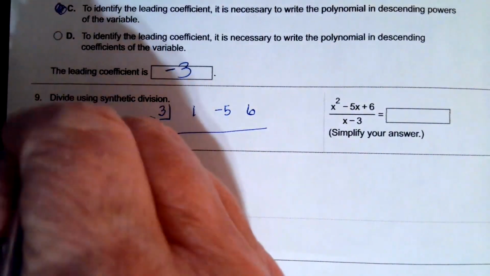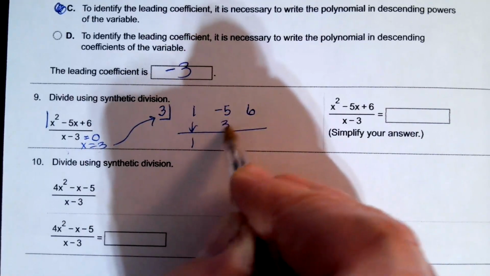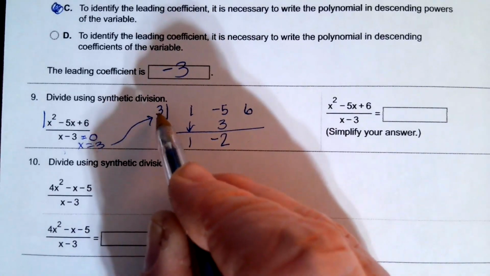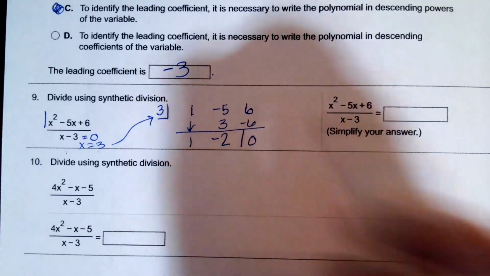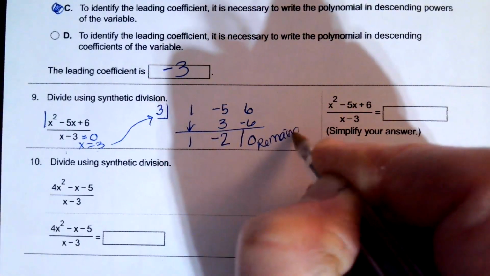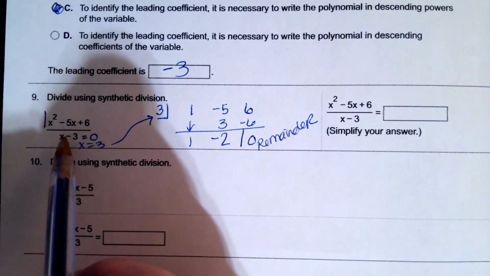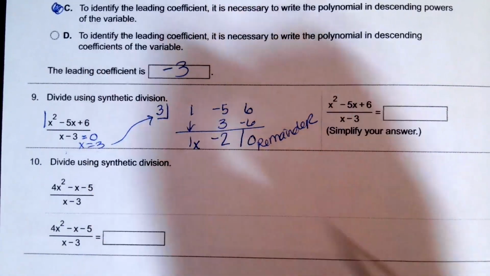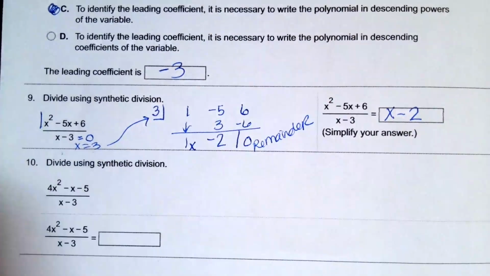Then you take your coefficients and you line them up. Okay, drop the 1. 1 times 3 is 3. When you combine, you get negative 2. Multiply it back. Negative 2 times 3 is negative 6. When you combine here, you get 0. This would be your remainder. Now you went from degree 2 and you divided it by degree 1. So the degree goes down 1 and this answer is 1x minus 2. Or you might simply write x minus 2.